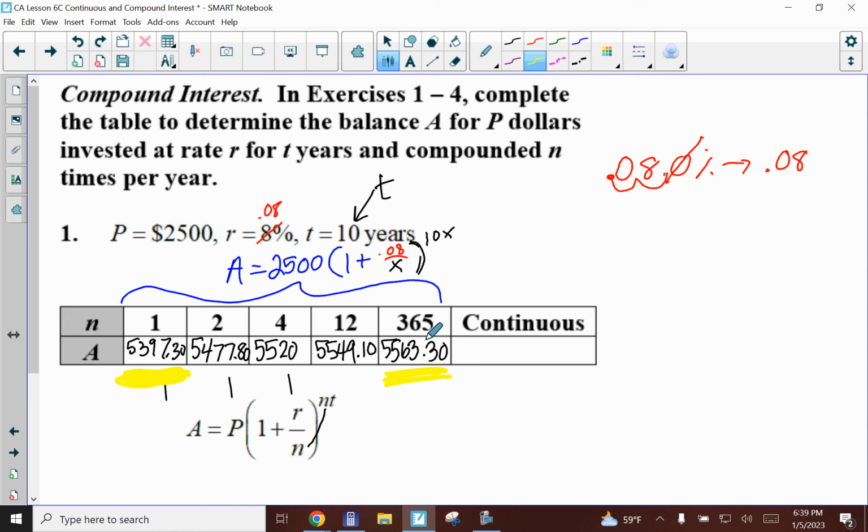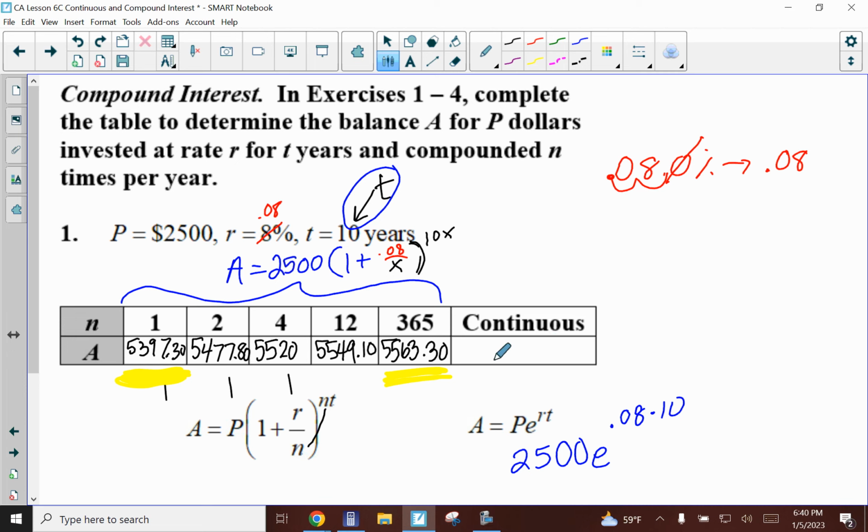Now the best one of all is your continuous one. But the thing about continuous though, is continuous has a completely different formula. So in the calculator, if we're going to put this into our calculator, we're going to have to make a couple of adjustments. So the principal is still the same 2,500 that you started with in the beginning. E is that number that we talked about in lesson 6B. R is 0.08, and T is the time. So we said up here earlier that the time is 10 years. So we have to multiply this by 10.